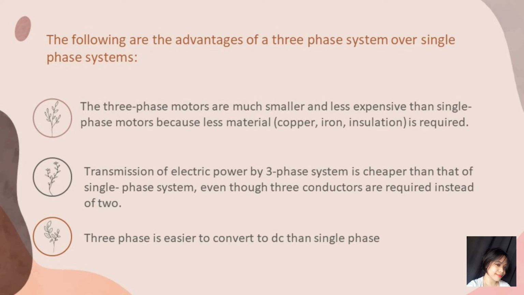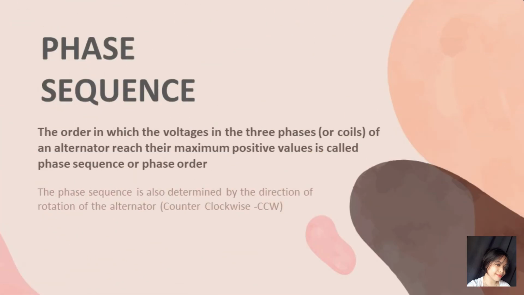Three-phase motors have higher power factors than single-phase motors, making three-phase motors more efficient. And next is phase sequence. Phase sequence, according to our module again, is the order in which the voltages in the three phases or coils of an alternator reach their maximum positive values. It is called phase sequence or phase order. The phase sequence is also determined by the direction of rotation of the alternator, counterclockwise.